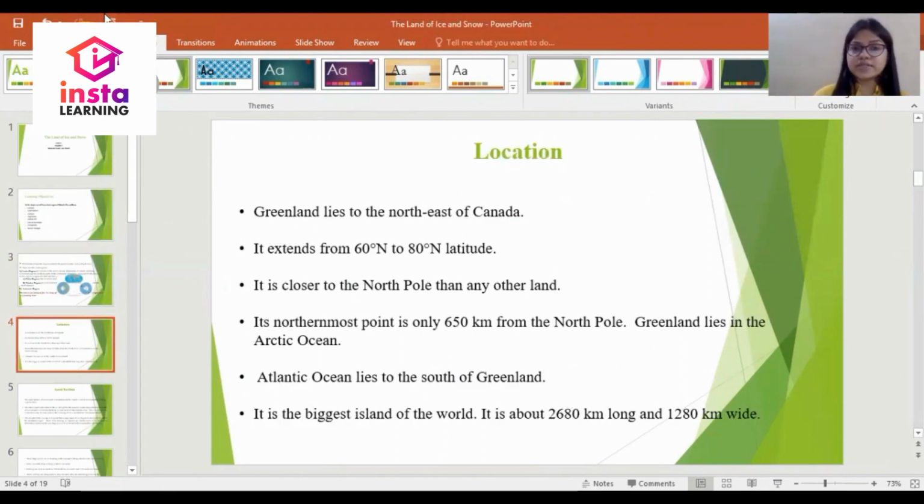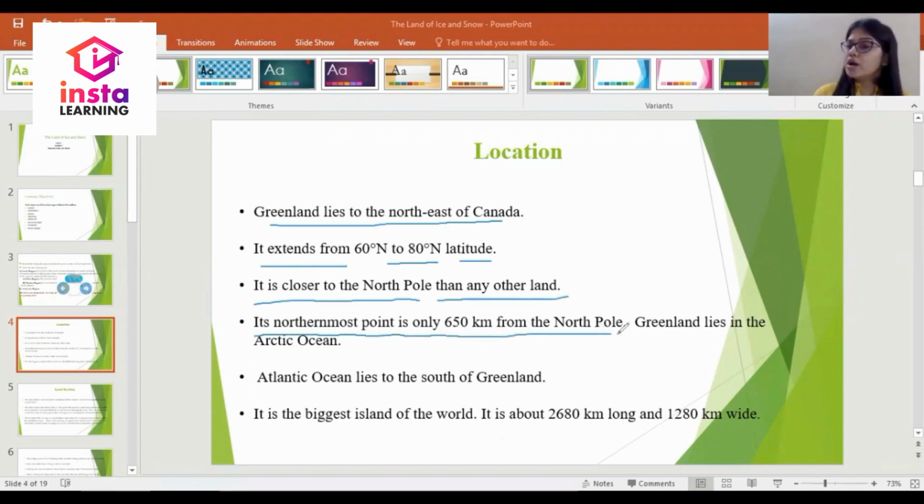As I am again highlighting it, Greenland lies to the northeast of Canada. It extends from 60 degrees north to 80 degrees north latitude. It is closer to the North Pole than any other land. Its northernmost point is only 650 km from the North Pole. Greenland lies in the Arctic Ocean.